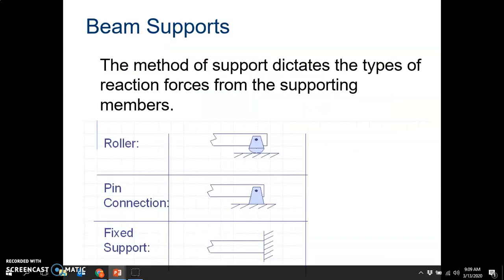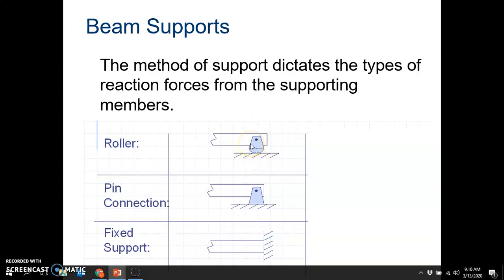Okay, moving on. The method of support dictates a type of reactionary forces. So when you're designing a steel beam, there are 3 different connections that you can choose from. One is called a roller. A roller is like a pin right here, and this right here could move horizontally. It's only connected vertically.